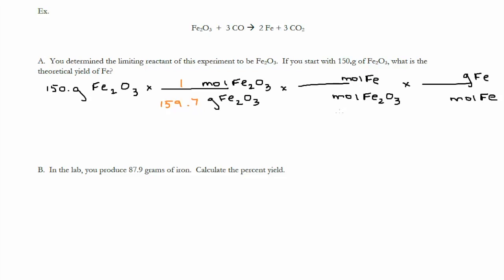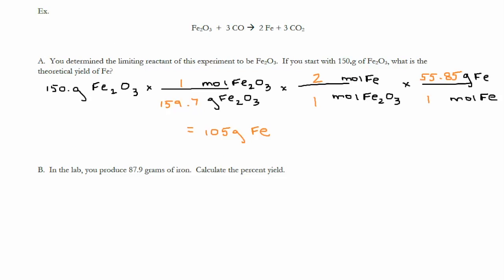Here I'm going to use my mole to mole ratio, so there's 2 moles of iron for every 1 mole of iron oxide. And then here I need to put simply the molar mass of iron, so it's 55.85 grams of iron for every 1 mole of iron. And so what I calculate here, because I want 3 significant figures, I calculate that I'm going to produce 105 grams of iron. So this is my theoretical yield.